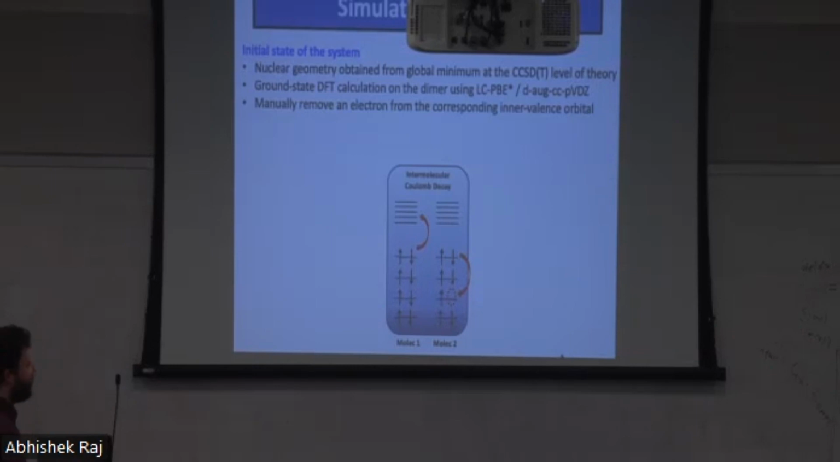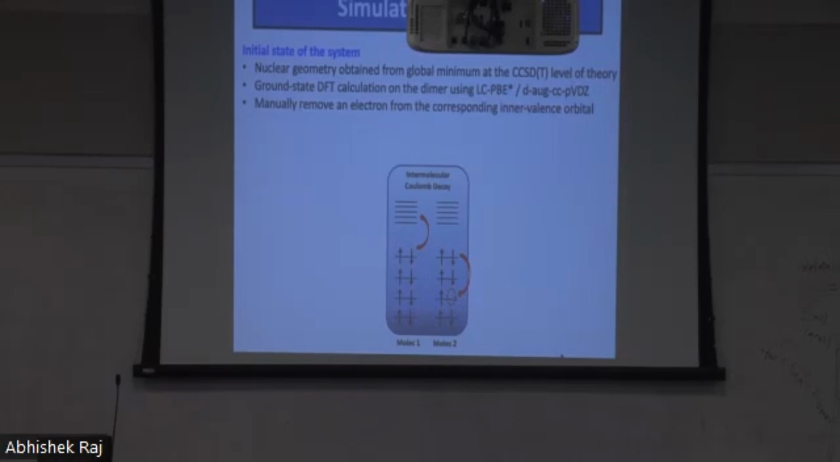It turns out you actually only really need diffuse functions on one molecule. If I'm ionizing molecule 2 initially, I really only need the diffuse functions on molecule 1, which is kind of interesting. I don't need them on both. So we get away with including the diffuse functions on what we call our target molecule, the one that's going to be ionized. If you do not include diffuse functions, it does not work. You basically underestimate this energy exchange interaction, and you won't actually see the process.